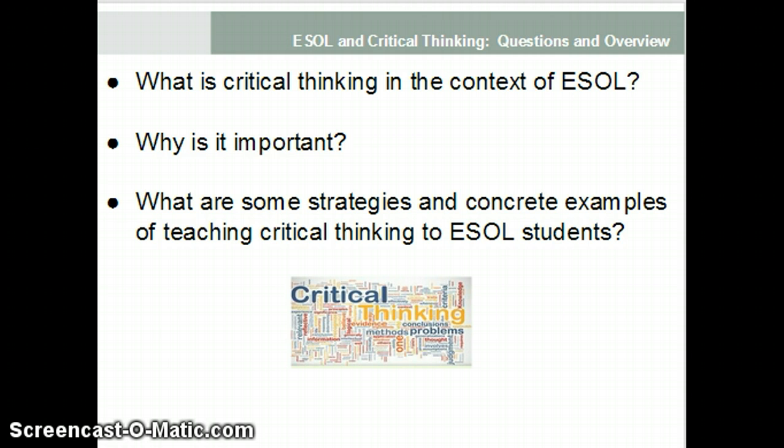Quick overview. I want to start with a definition of critical thinking specific to the ESOL classroom. After that, I want to talk about the importance of critical thinking to the ESOL classroom, and finally, I want to talk about some strategies and examples a teacher might use to promote critical thinking in the classroom.